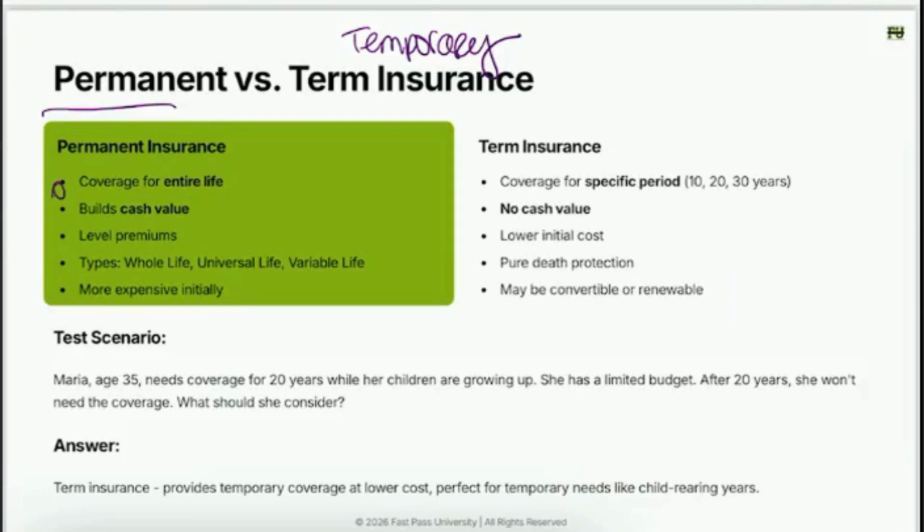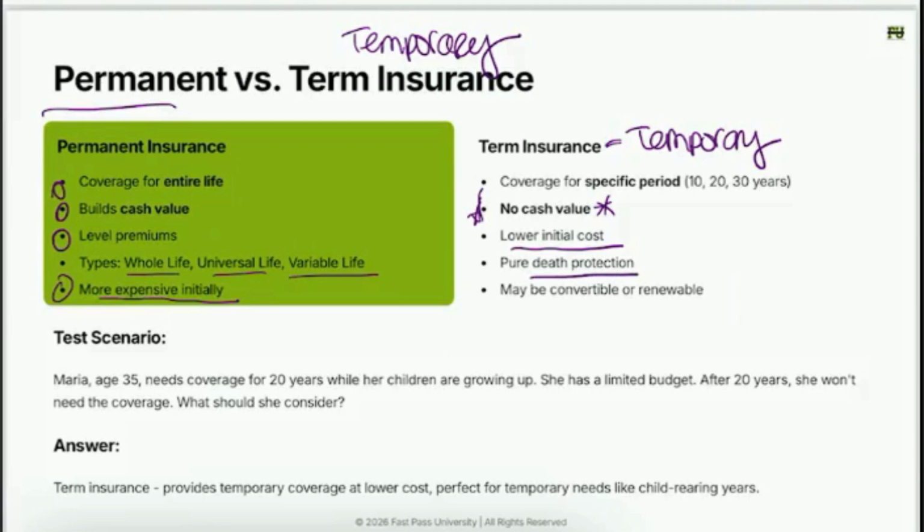It builds cash value. Level premiums. There are multiple types of permanent insurance: whole life, universal life, variable life. More expensive initially, but it can work out to be very beneficial, especially with cash values, depending on how long the policy's in place. Term coverage is temporary. It's usually for a specified period, right? 10 years, 20 years, 30 years, no cash value, lower initial cost, purely death protection, but it may be convertible or renewable.